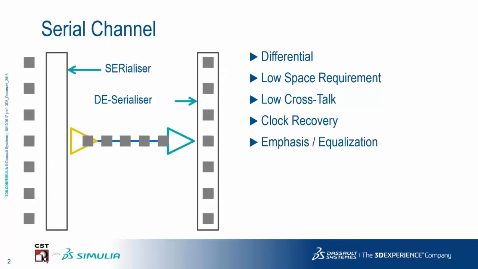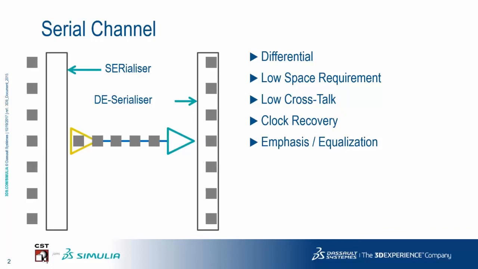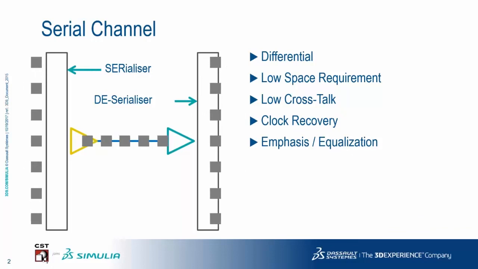But they can do so because we need fewer transmitters and receivers and less space than with a parallel transmission, so we can spend a little bit more effort on the transmitters and receivers. So we can do things like clock recovery, emphasis and equalization, we have fewer crosstalk issues, and also less susceptibility to noise because those channels are normally done in a differential way.